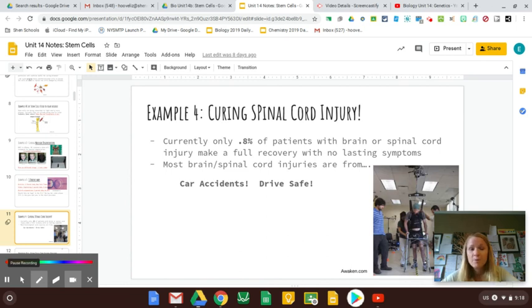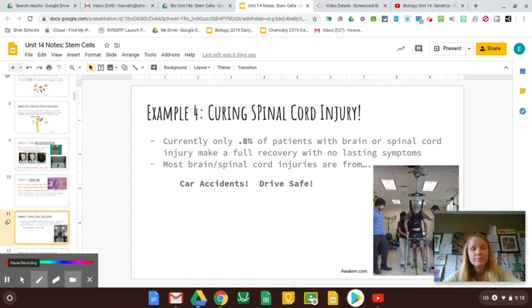For the record, most brain or spinal cord injuries are from what? Well, what is one of the only things we do where you're going fast enough to have that huge impact that could affect your brain or spinal cord? So it's not football. That can be bad. But really the number one thing is car accidents. So make sure you drive safe and don't text and drive.